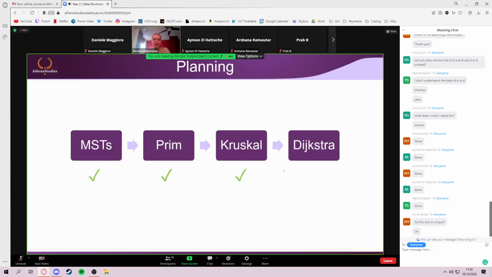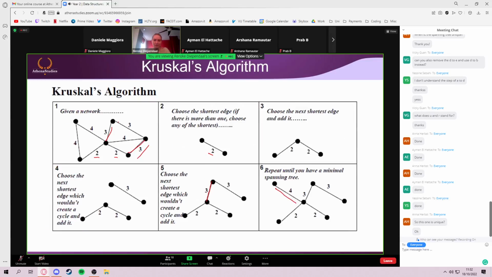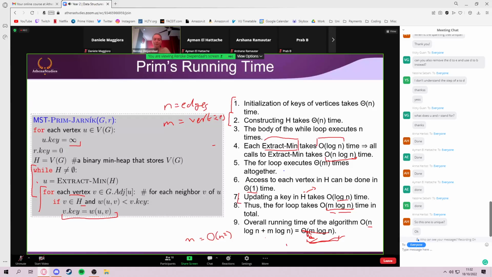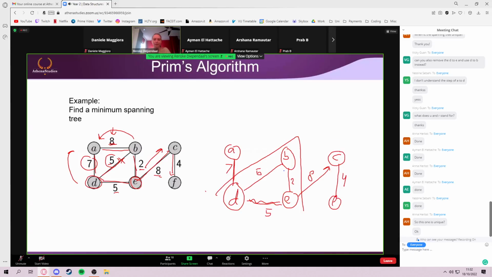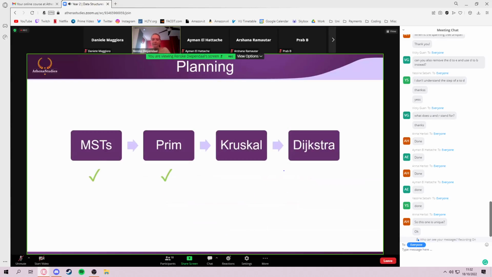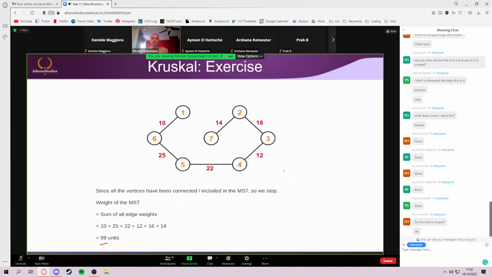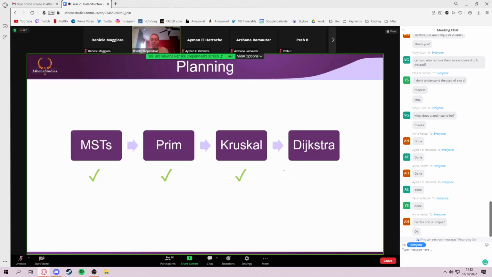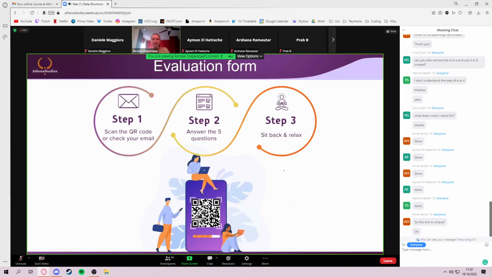No, right? So the code might seem a bit weird for Prim and Kruskal as well, but if you just follow it like this, it should actually be pretty easy. So this was Kruskal's algorithm, and we'll go into Dijkstra in a little bit.